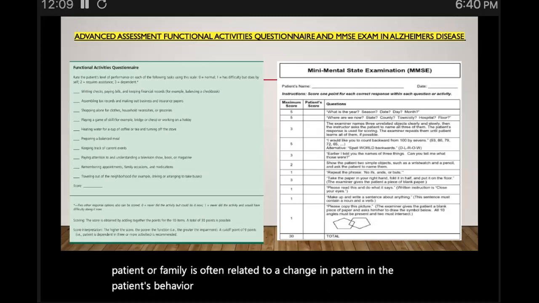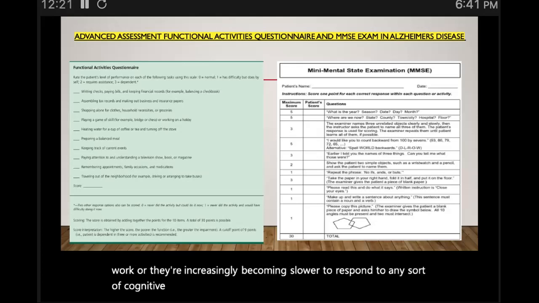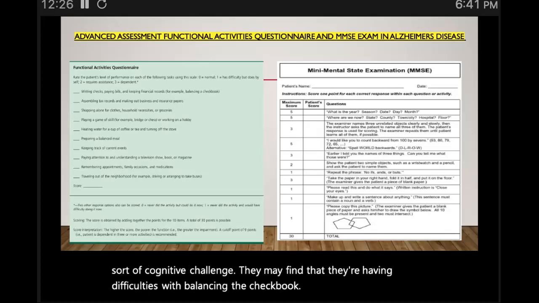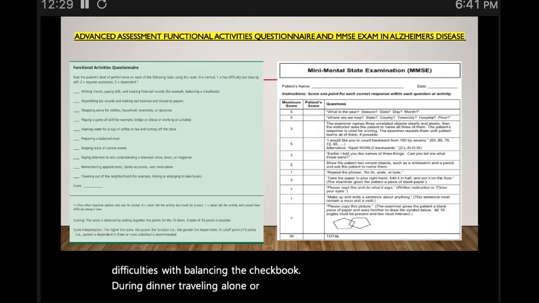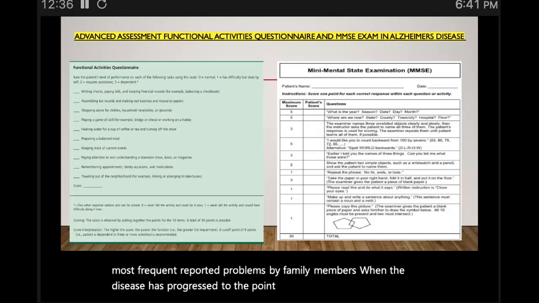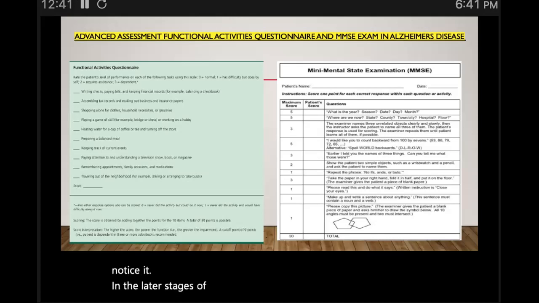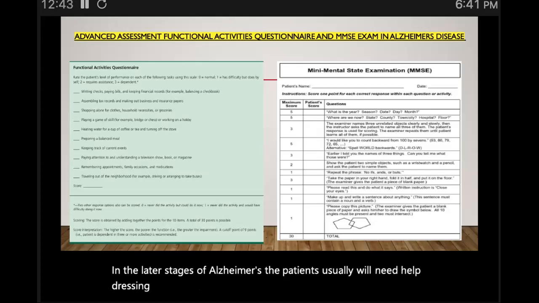So for instance, the patient could get lost in familiar places, be unable to accomplish a demanding task at work, or become increasingly slower to respond to any sort of cognitive challenge. They may have difficulties balancing the checkbook, preparing dinner, traveling alone, or maintaining employment, which are the most frequently reported problems by family members when the disease has progressed to the point where other people actually notice it. In the later stages of Alzheimer's, the patients usually will need help dressing, bathing, and staying continent.